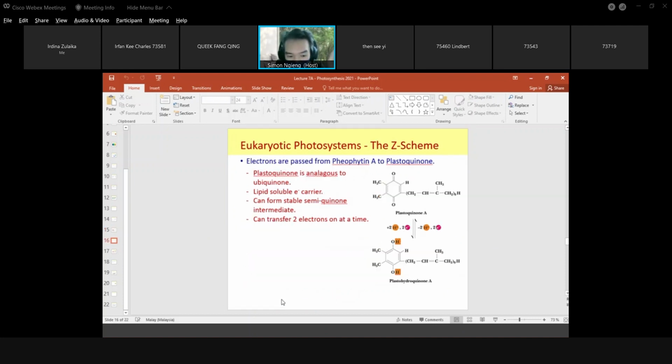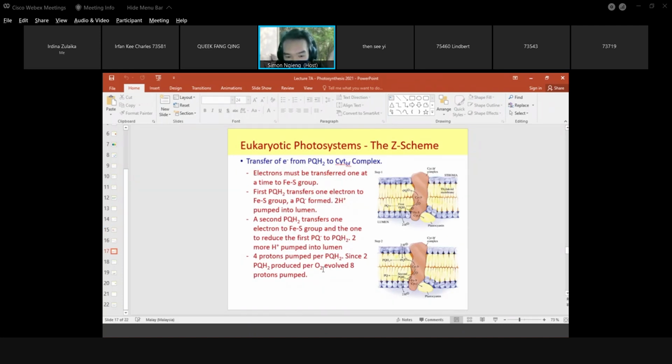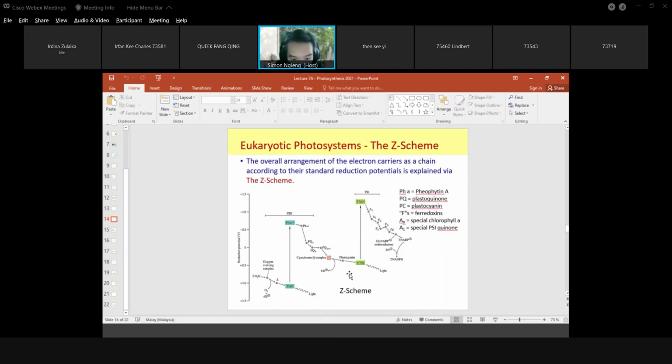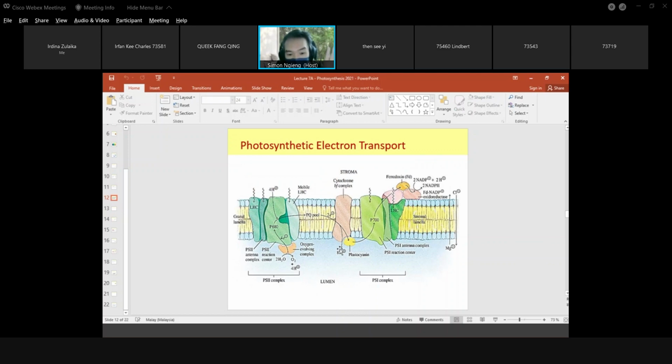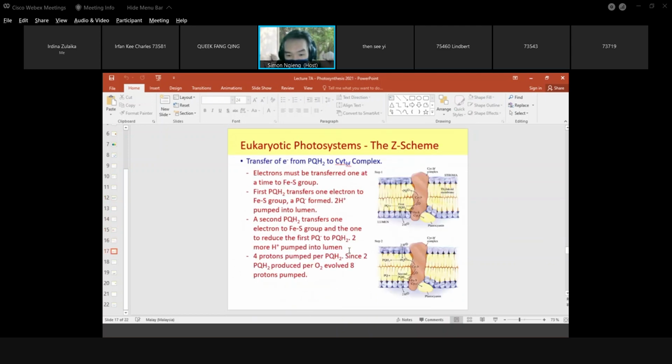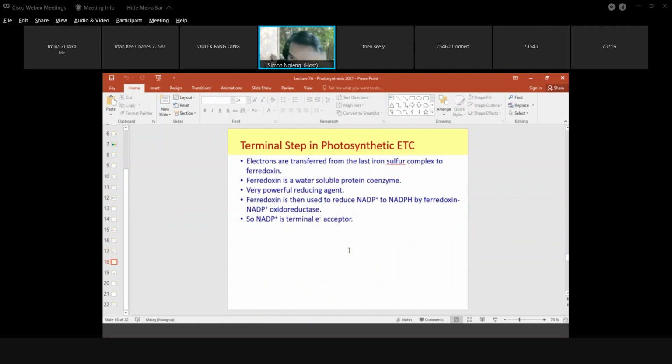So from this 2, you will actually cause the accumulation of 8 protons inside here. Which is why, if you look at a lot of these figures, for example this one, it always indicates 8H+. If you look at the previous one, you also have 8H+. So it is basically passed along, and as it passes along, it causes the accumulation of this H+. So this one is towards the end.